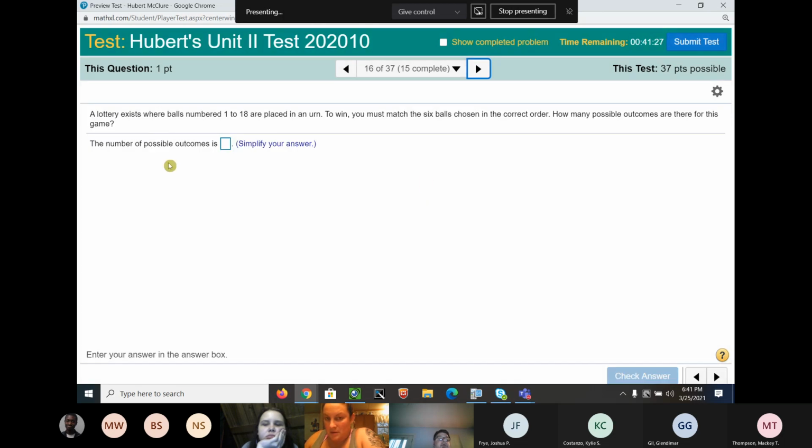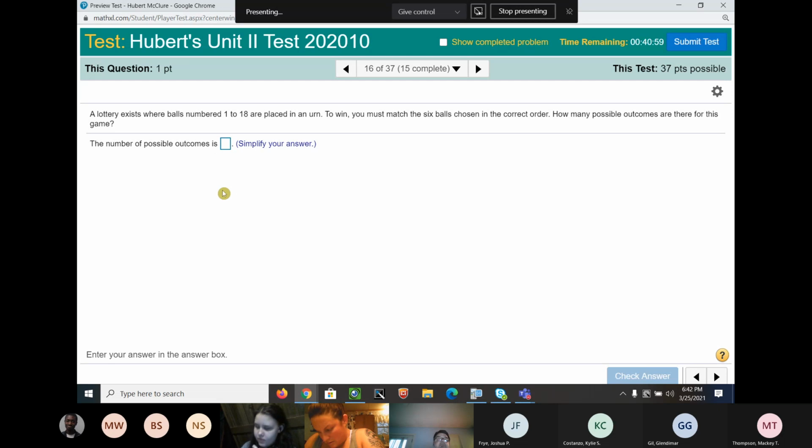Next. A lottery exists where balls are numbered. Look at this. I want you to highlight this. Is it asking for a winner or is it asking for outcomes? Outcome. That means you're not buying a ticket. That means they just want the denominator. So those of you, write that down, highlight it, and put denominator.